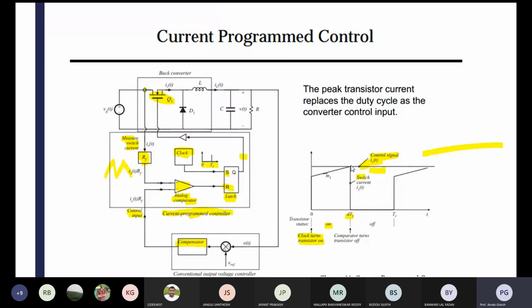That's why it is called... Basically, that reset pulse will be enabled, then automatically turned on. That's why it is called current program control.